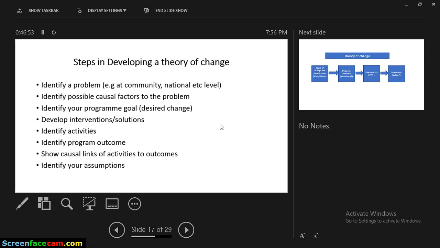Then let's identify what could be our program goal. What could be our program goal? Improve the pupils' performance, right? That's a desired change. That's what we want to bring about as a program, as an intervention. And let's try to identify activities. What are we going to do? Exactly. So we talked about hunger, which I'm sure is a major component of the feeding program, right? So what could be an activity?